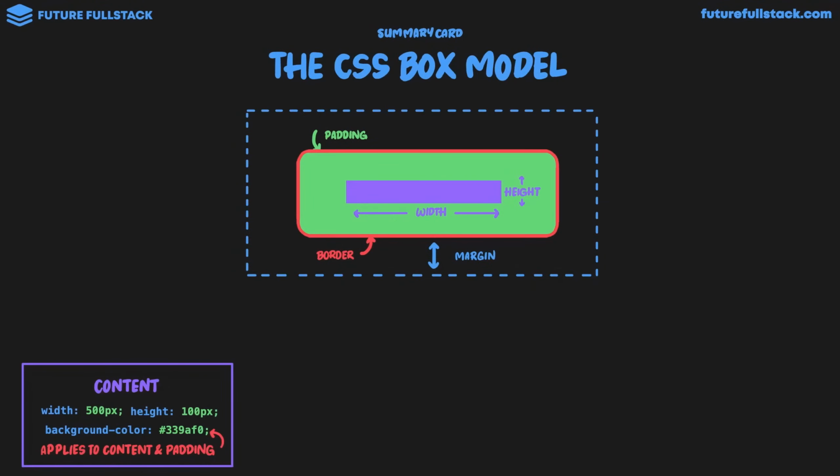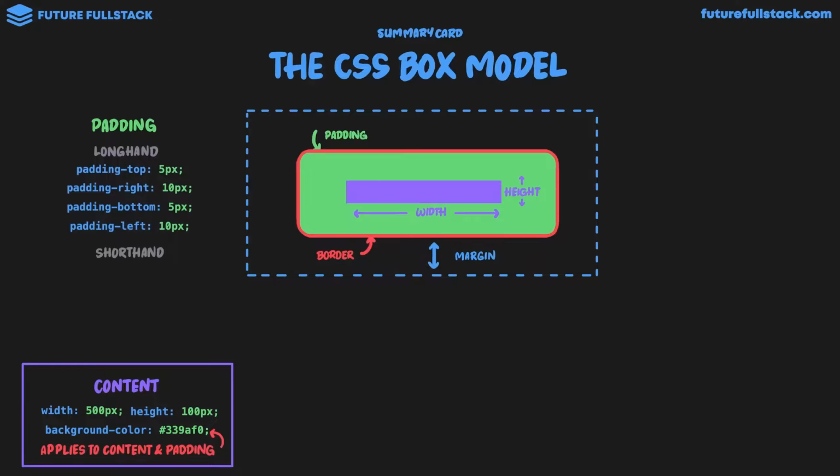In this chapter, we looked at padding. We first looked at the longhand padding properties, where we can set the padding on each side of the element, with padding top, padding right, padding bottom, and padding left. We then looked at the shorthand padding property, and we saw there were 4 possible options. We can set a single padding value, which applies to all 4 sides. We can set 2 padding values, where the first 10 pixels applies top and bottom, and the second 20 pixels applies left and right. We then saw a third option, where there's 3 values.